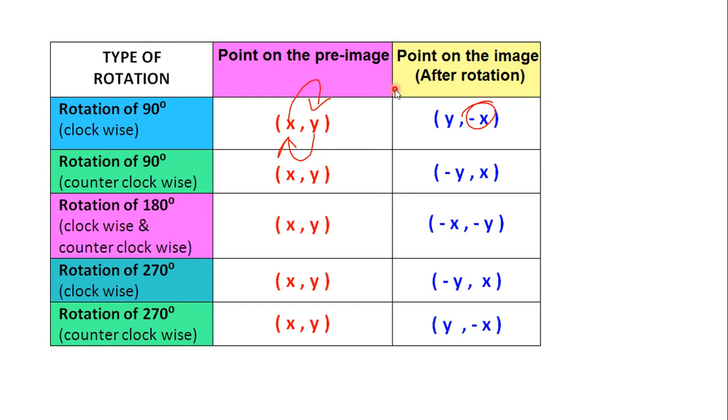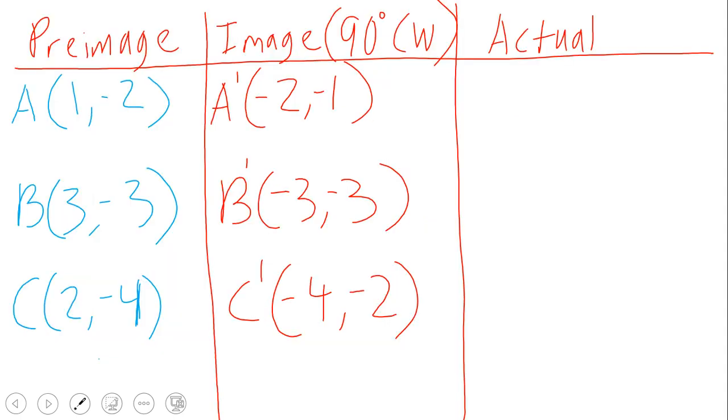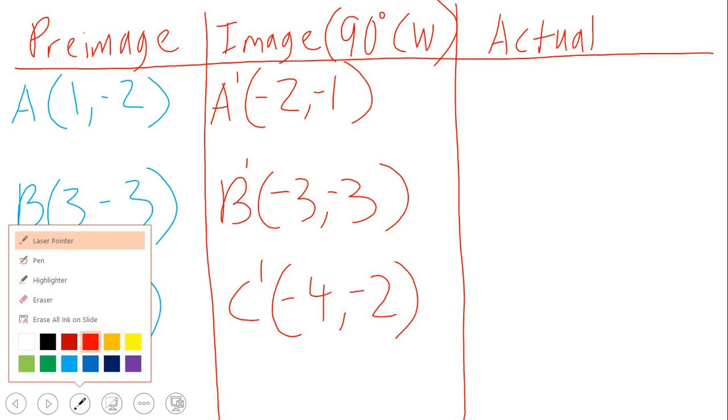So if this is indeed a 90-degree rotation clockwise, then it should follow the rule for our 90-degree rotation clockwise. All right, so we're going to check the image and see if it follows the rule. Again, if this is a 90-degree rotation clockwise, it will follow the rule. So let's see what our actual values are.